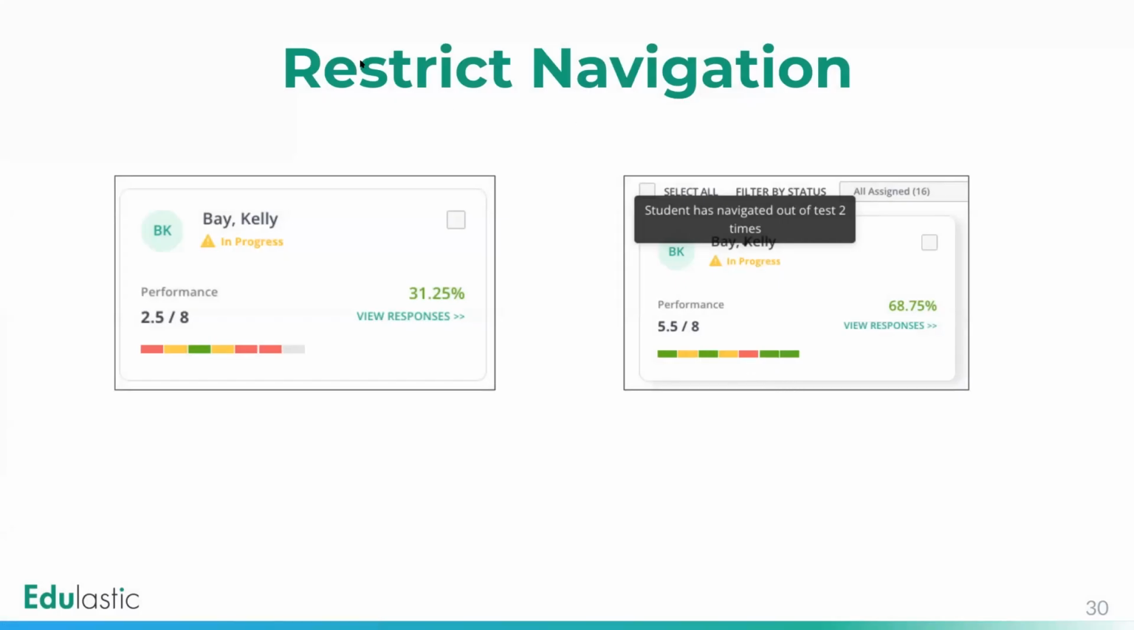So when this navigation has been restricted on the teacher side, you'll start seeing indicators that, for example, Kelly Bay has left full screen mode, and we can click on this little yellow icon here to see what's gone on. So the student has navigated out of the test 2 times. And as a teacher, you can determine how many times the student is allowed to navigate outside of the test and for how many seconds.